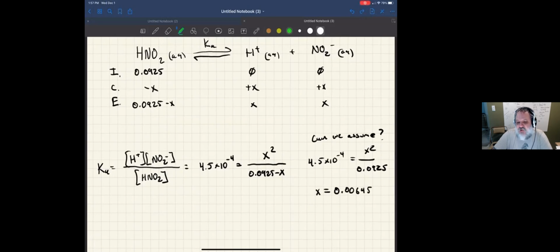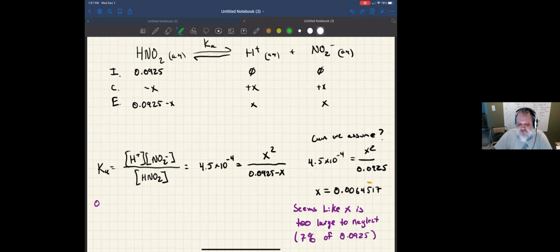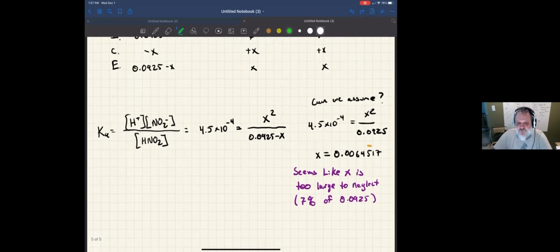So we get x equals 0.00645. Let's add a couple of digits so that we don't introduce any rounding errors, but remind ourselves probably 3 sig figs there, and probably 2 sig figs on the final answer. So let's take a look. It seems like maybe this x is too large to just neglect. If I do the calculation, it's about 7% of the number that we neglected it from.